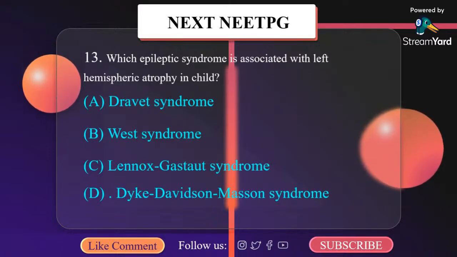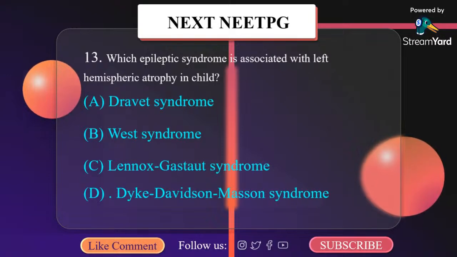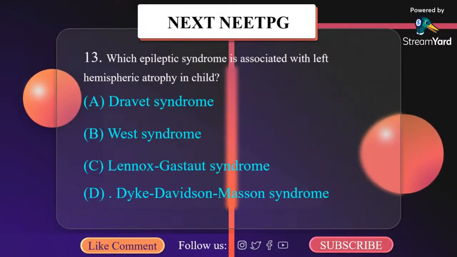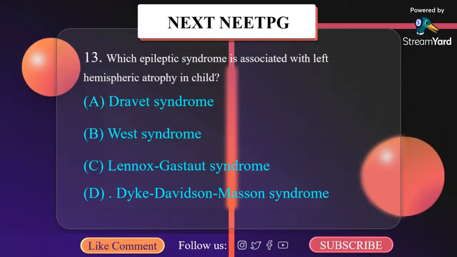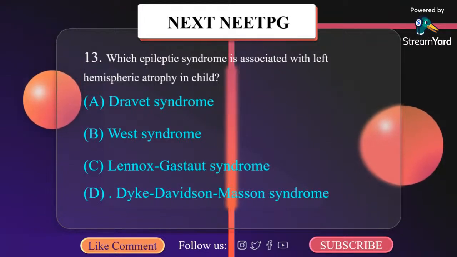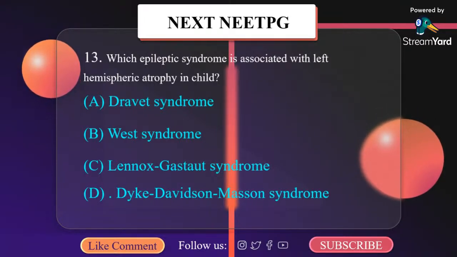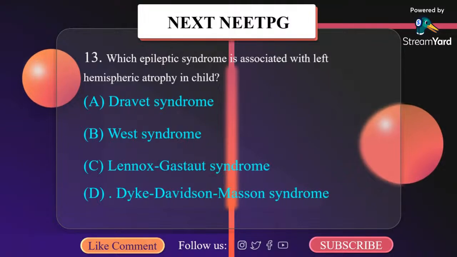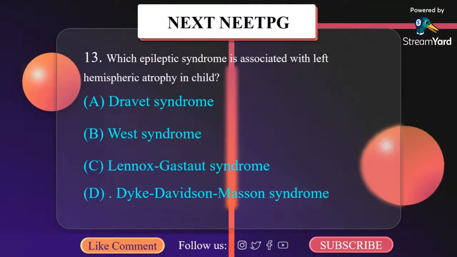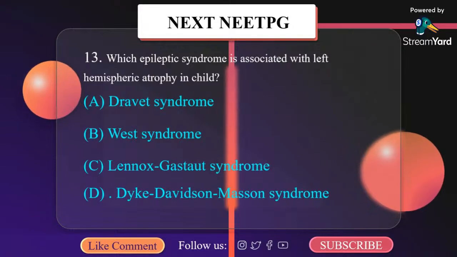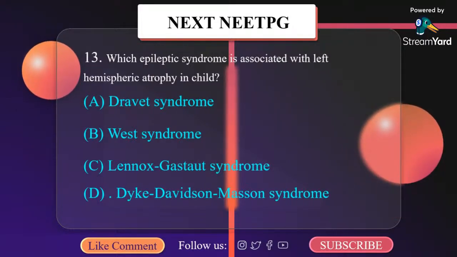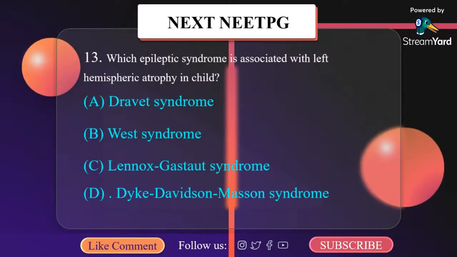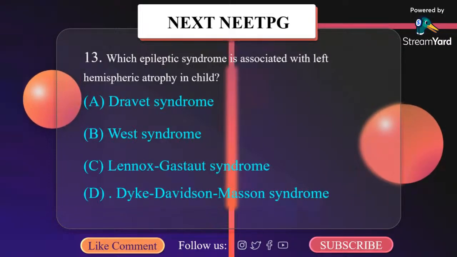Among them, Dyke-Davidoff-Masson syndrome has a characteristic cerebral hemiatrophy feature. In Dyke-Davidoff-Masson syndrome, there is hemiatrophy or hypoplasia of a unilateral cerebral hemisphere, resulting from a CNS insult in the fetal or early childhood period, with compensatory ipsilateral calvarial hypertrophy. The insult could be vascular, congenital, or acquired ischemic disease, trauma, or inflammation. So the above options all are epileptic syndromes: Dravet syndrome, West syndrome, Lennox-Gastaut syndrome. The correct answer here is D, Dyke-Davidoff-Masson syndrome.